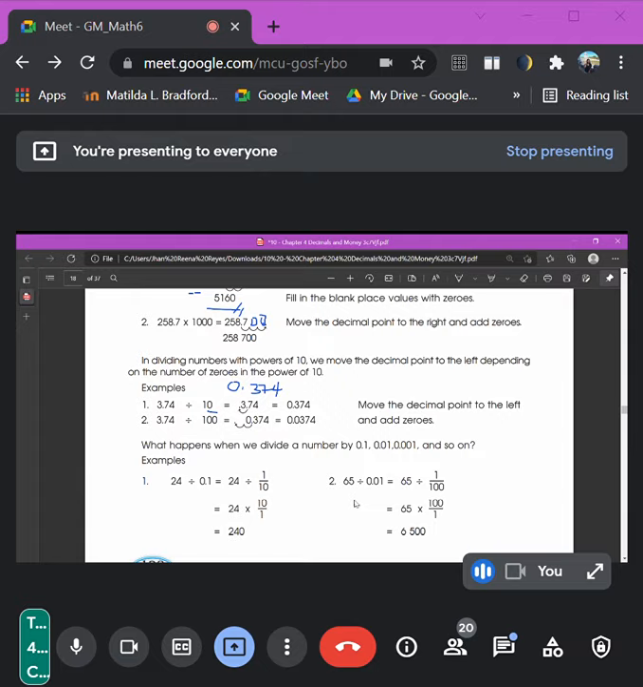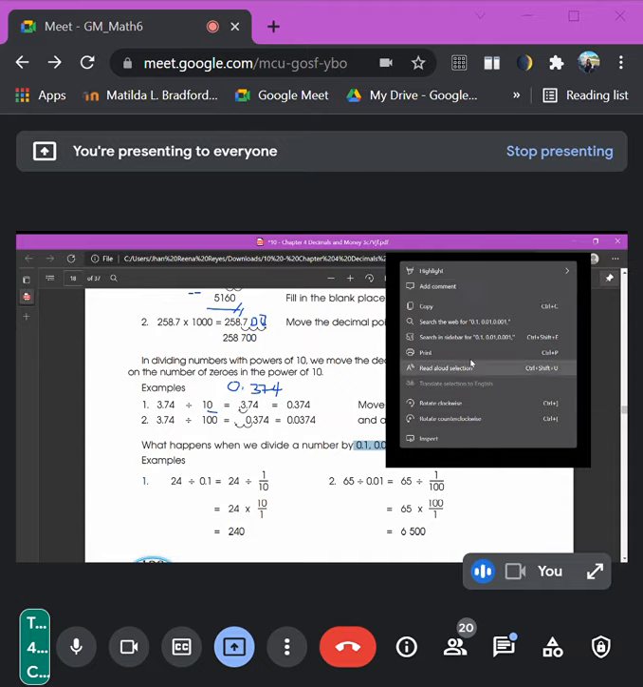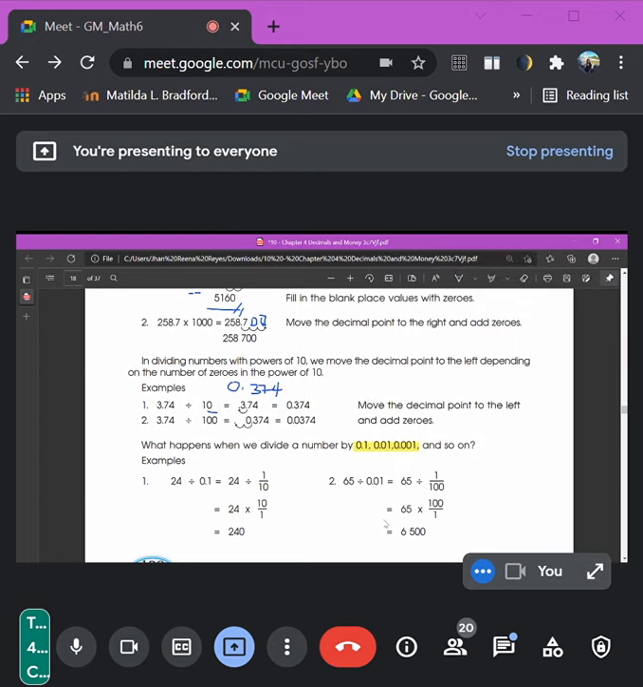So, what we will do, class, is that this is still a power of 10. Okay, powers of 10 still. So what if we have this, teacher? 24 divided by 0.1. Okay, so when we divide like this, class, 0.1, if we change it into a fraction, that is 1 over 10. Can you still remember changing decimals to fractions? Yeah. So, that is 1 over 10.